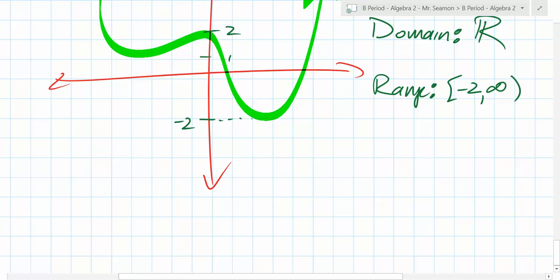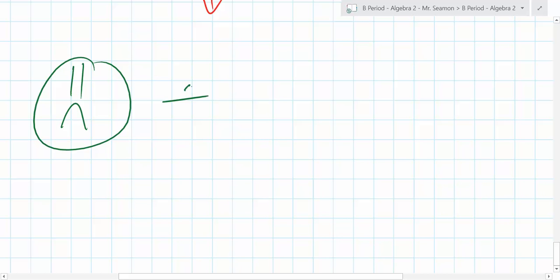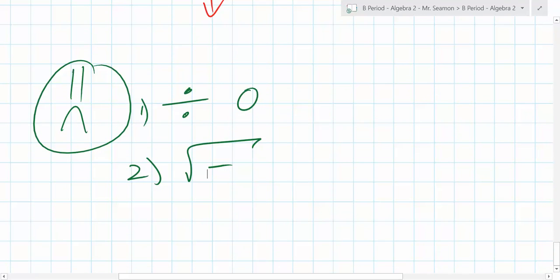What about holes in the domain? What are the 2 things you can't do? What are the 2 operations you don't like? 2 things. Divide by 0, and what's the second one? Square root of a negative number. So for example, let's say I said g of x was equal to 1 over x.